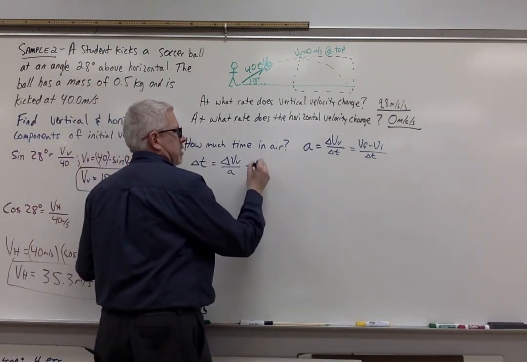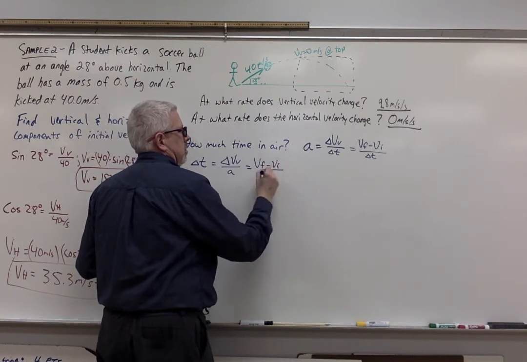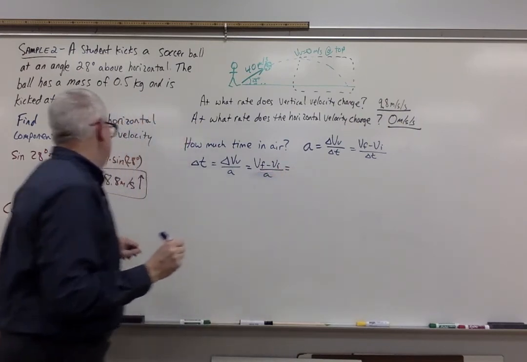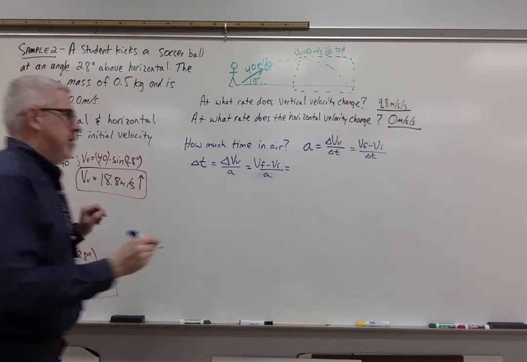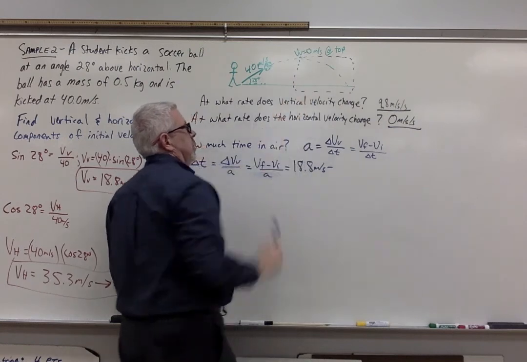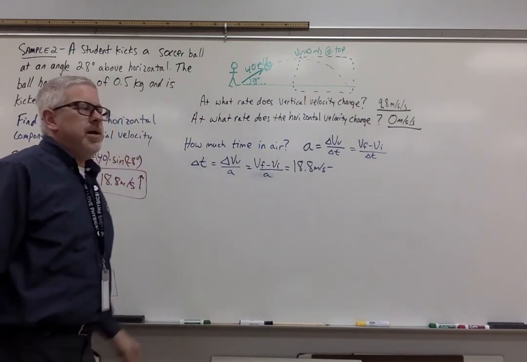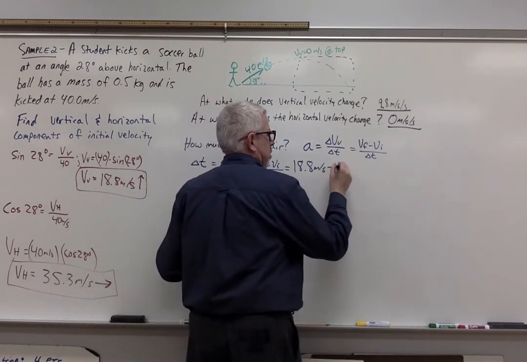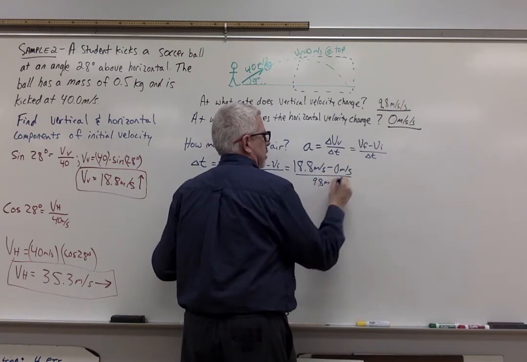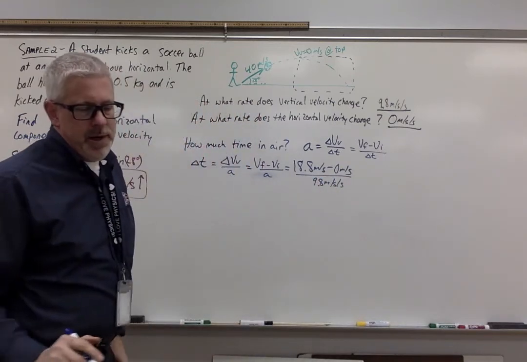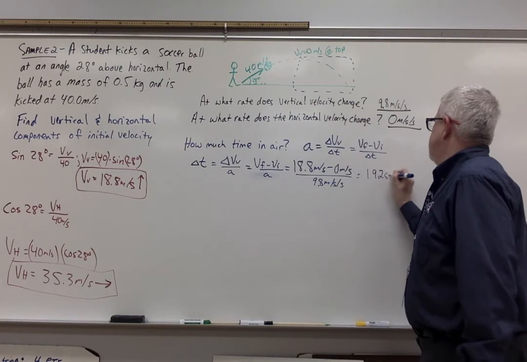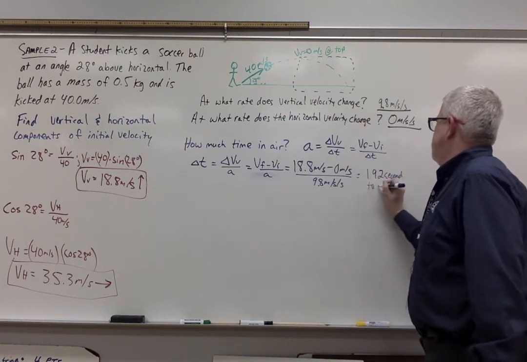My final vertical velocity over a. Final vertical velocity will be the same as the initial vertical velocity, 18.8 meters per second. The vertical velocity at the very tippy top, which is my initial vertical velocity for the second half of the trip, is 0. And the acceleration is 9.8 meters per second squared. 18.8 divided by 9.8 gives me 1.92 seconds to fall.